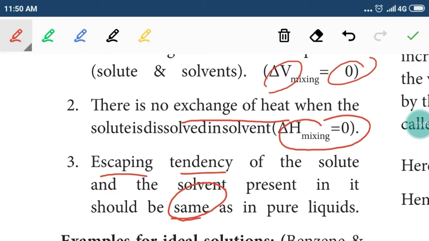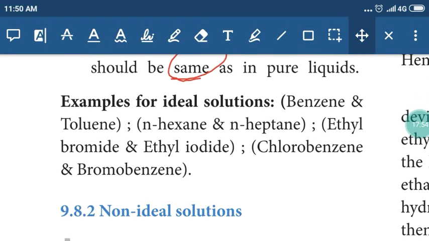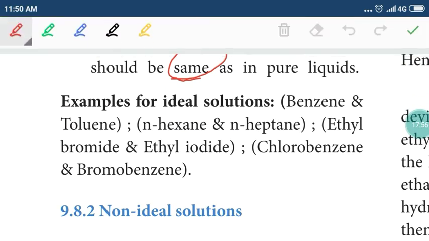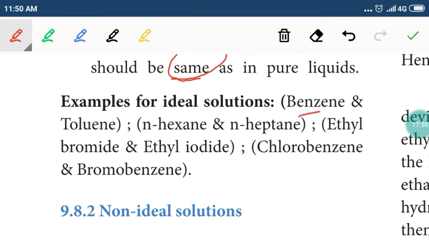So these are all the effects caused by ideal solutions. What are the examples of ideal solutions? Ideal solutions can be attained by mixing benzene and toluene, or N-hexane and N-heptane. Ethyl bromide is added with ethyl iodide, chlorobenzene is added with bromobenzene. When we mix these, we have to maintain the conditions, otherwise the solution will not be an ideal solution, but practically it is not possible.